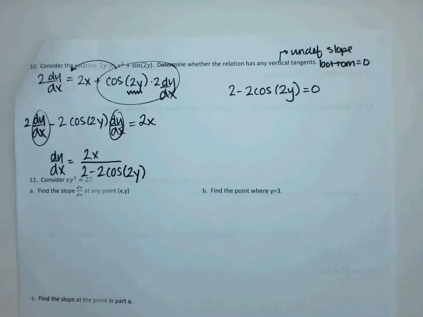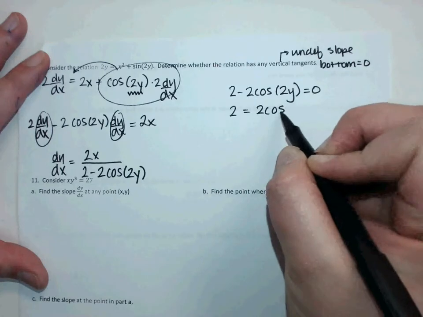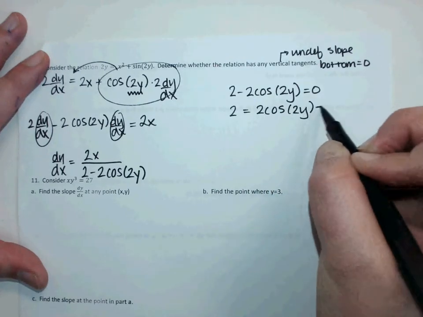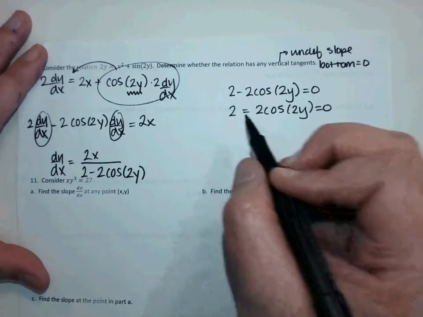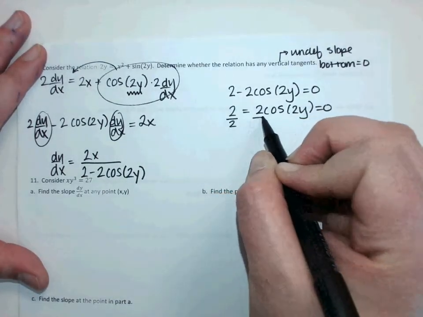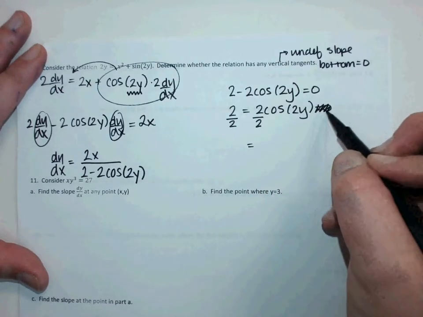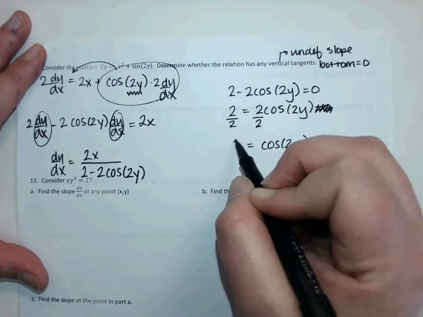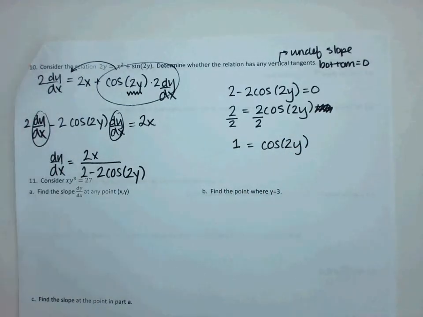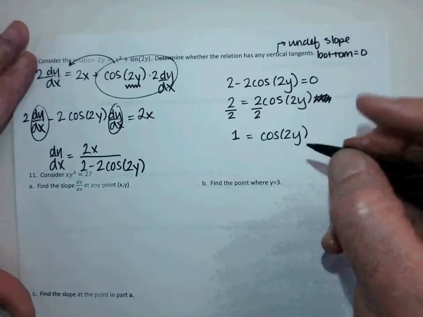I'm going to add my 2 cosine 2y across. Then divide by 2. And what does cosine 2y have to equal? Oh, why is there another equal? Oops. Okay, it has to equal 1. Very good. Okay, now from here, I want you to think about what angles is cosine going to come out equal to 1.